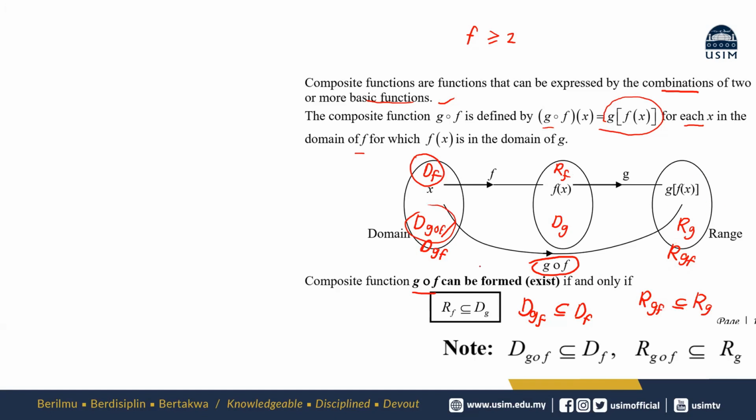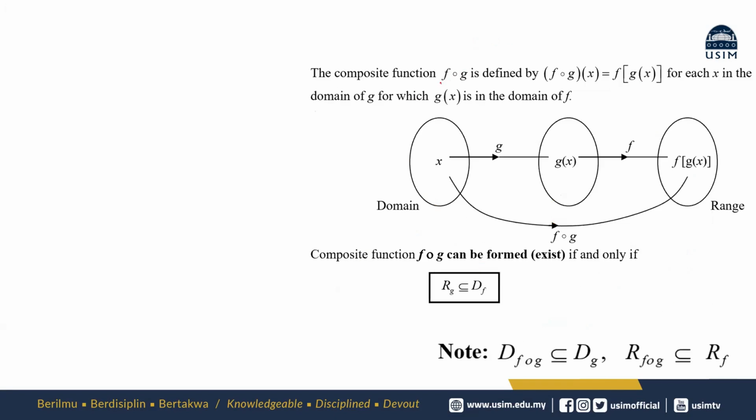Next, the composite function F compose G. When we say F compose G, it means f of g of x. Which do we do first? First g of x, then f. Our x becomes g of x. So for each x in the domain of G, for which g of x is in the domain of F, g of x becomes the domain of F.